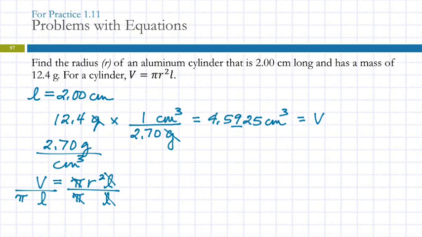So now I've got R squared equals the volume divided by pi times the length. I want r. I need to take the square root of r squared to get r. If I take the square root of that, I have to take the square root of this side too. So square root and square cancel out. R equals the square root of the quantity V over pi L.